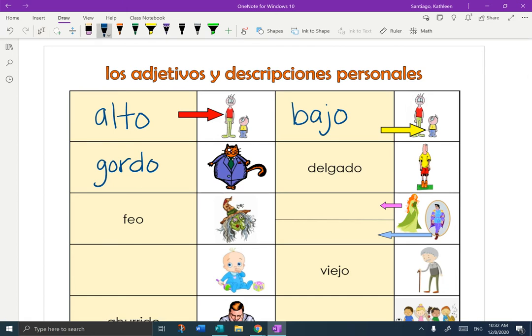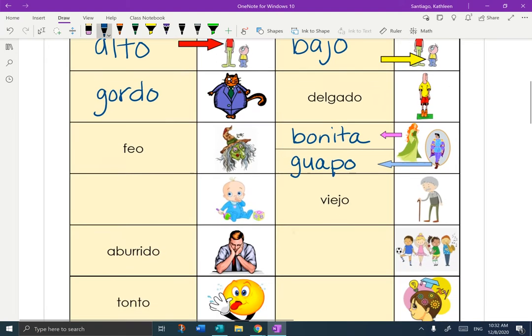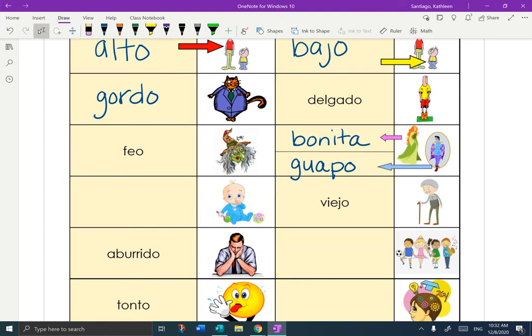So feo, ugly. And then the word for pretty, we're going to do a male word and a female word. For the females, we're going to say bonita, which means pretty. And then for the boys, we're going to use handsome, which is guapo. Okay, guapo. Underneath the handsome prince, we have viejo. Look at the picture. What do you think viejo means? That's right. He's old. Viejo, old. The opposite of old would be the baby is young. So the word for young is joven. Joven means young.